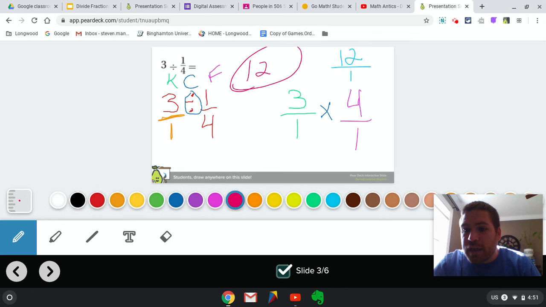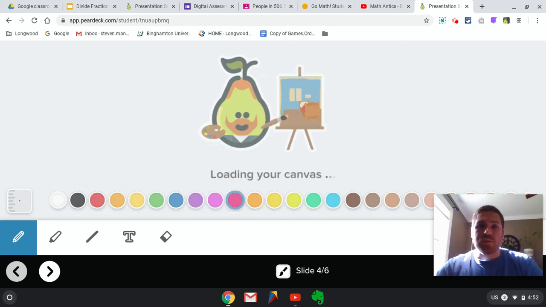We could draw a picture for that. We could take 3 whole things, break them all up into 4 pieces, and then you count up how many pieces there are, right? Because each one of those pieces is 1/4. There would be 12 pieces. So again, this answer is telling us that there are 12 1/4 size pieces in the whole number 3. Let's take a look at the next one.